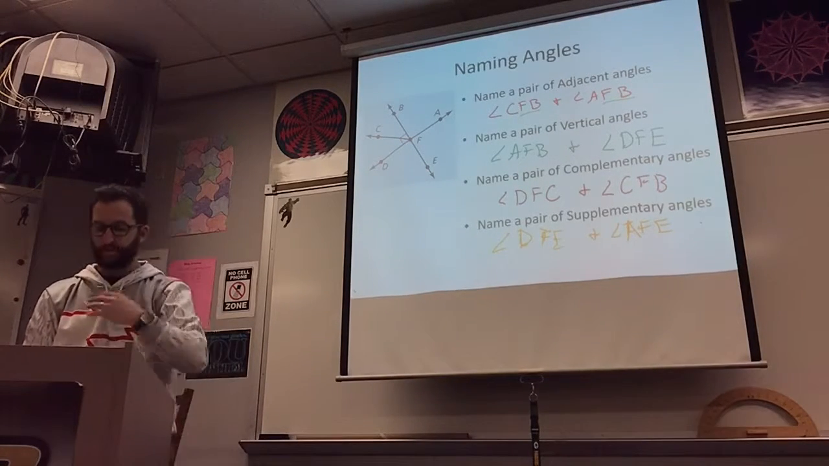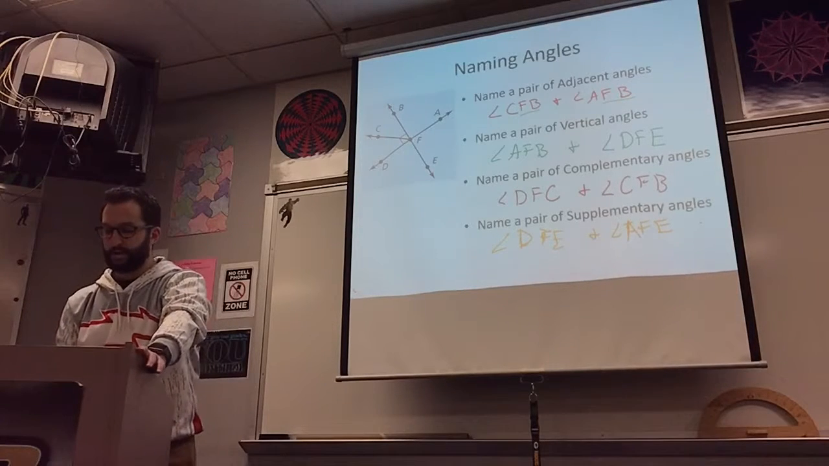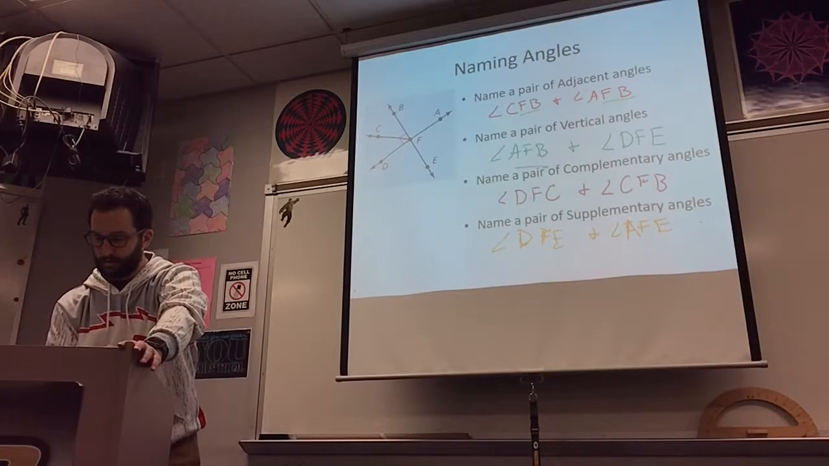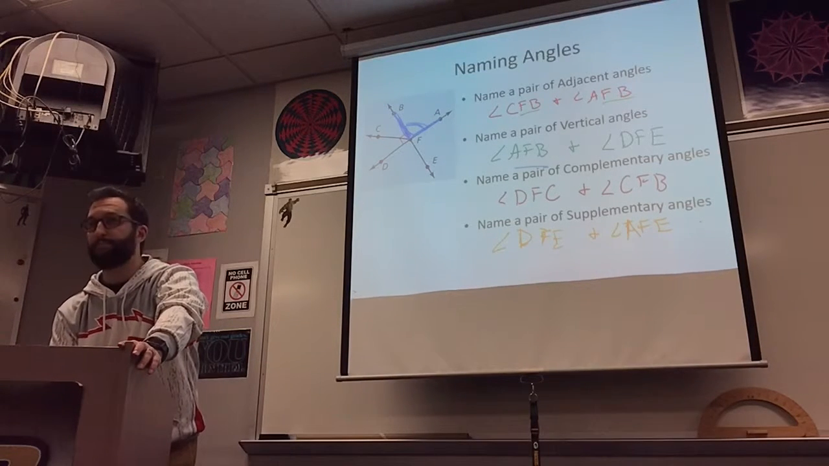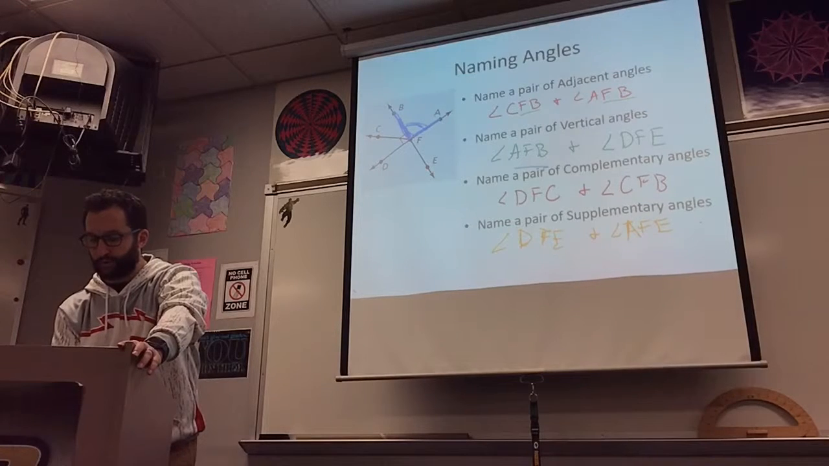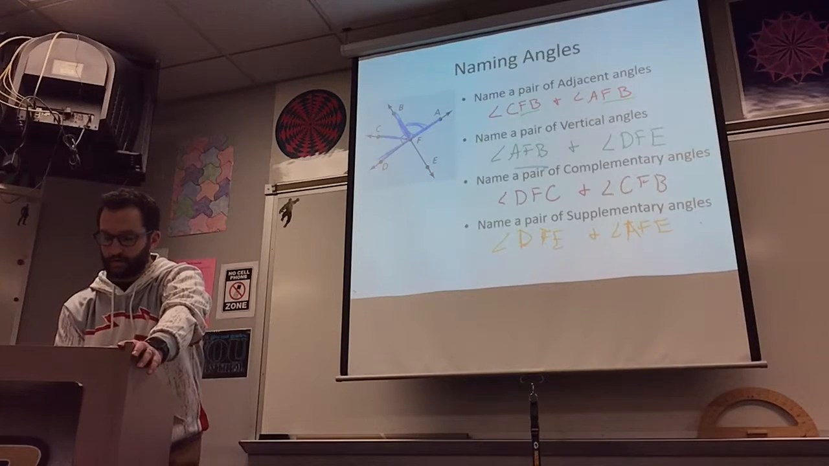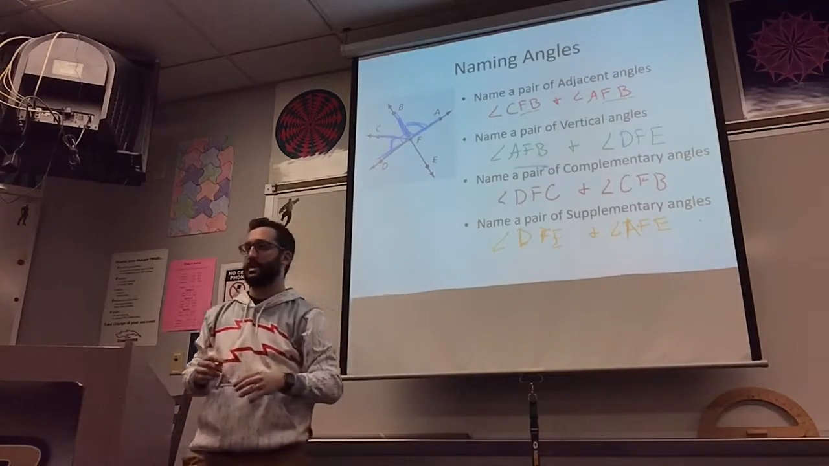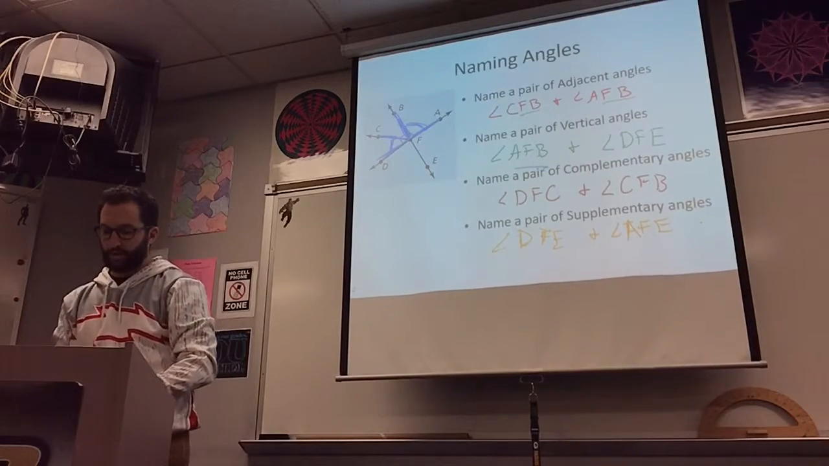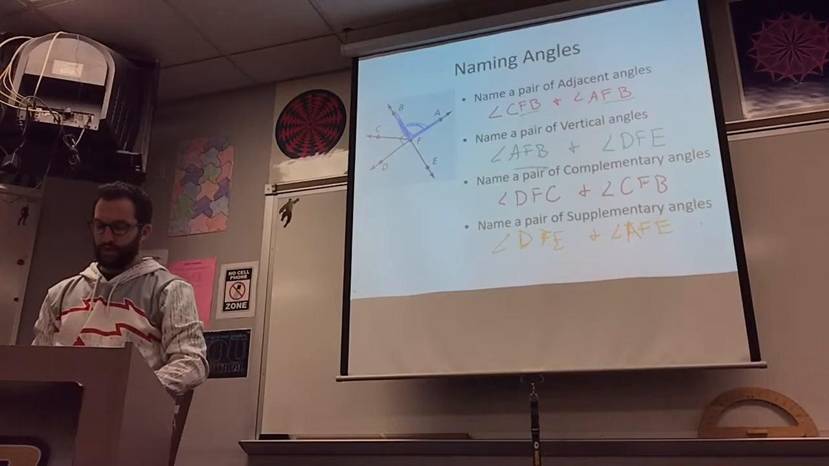Aiden? Which one? AFB. AFB and CFD are unfortunately these two. Notice how these two, this angle and that angle, do not combine together to make a 180 degree angle. Let's stick with Aiden's first angle though.